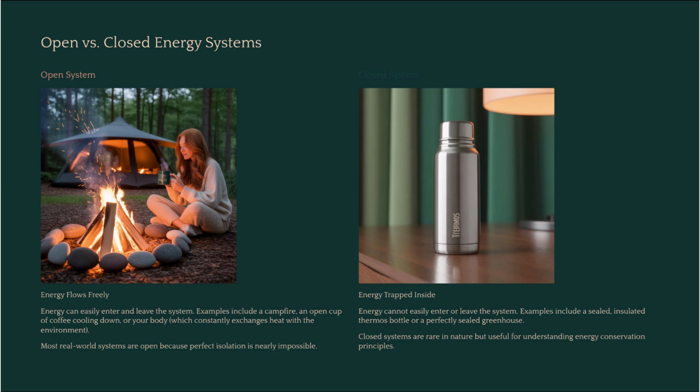Energy systems are often defined as open or closed. In an open system, like a campfire, energy, heat, is easily exchanged with the outside environment. Heat and light pour out freely. In a closed system, like a well-sealed thermos of hot soup, energy cannot easily enter or leave. While truly perfect closed systems are rare in the real world, this model helps us understand how a system's boundaries affect how quickly energy is lost.